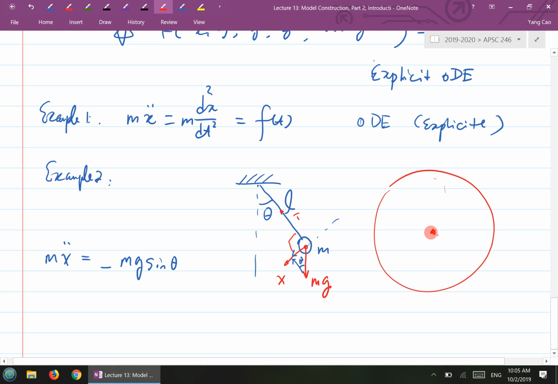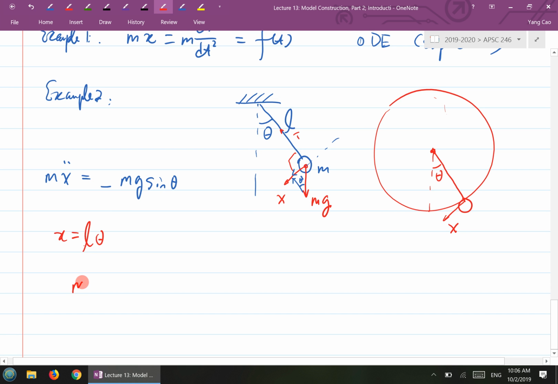Then if this is the center of the circle, and this is the point mass here, and this is x, and this is your theta here, okay? So your temporary x is basically equal to L theta. The radius times the angle gives you the arc length, right? So x equals L theta.